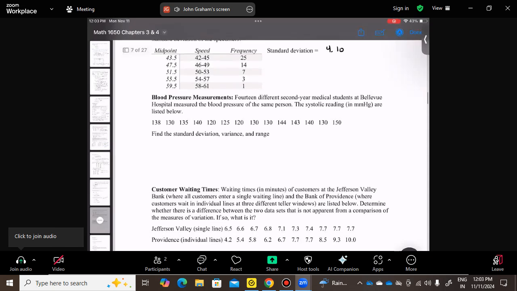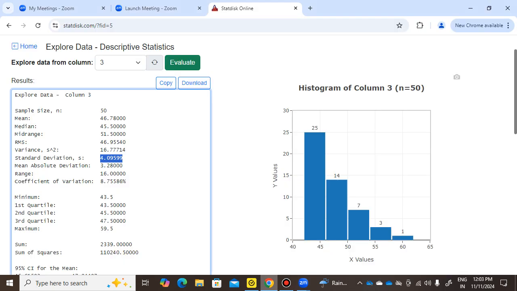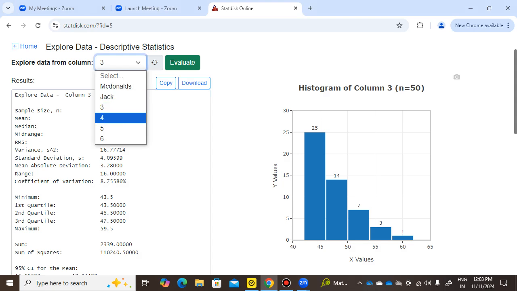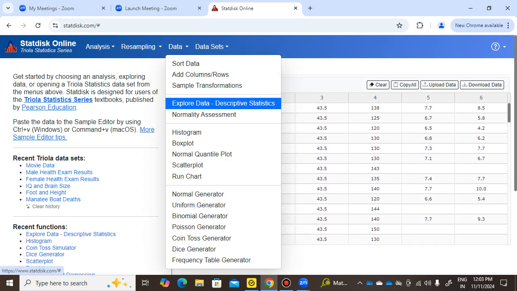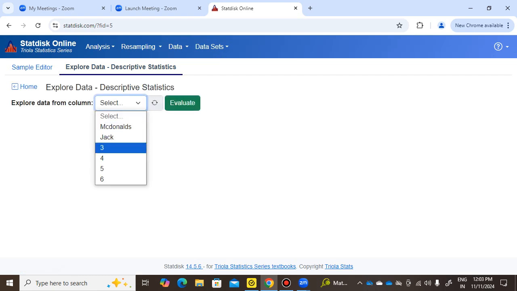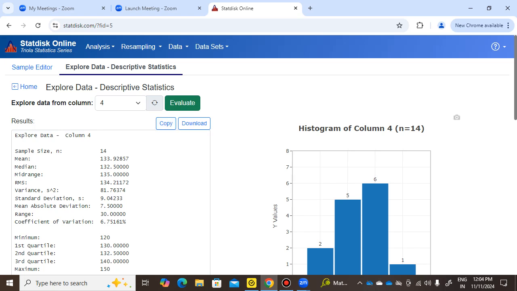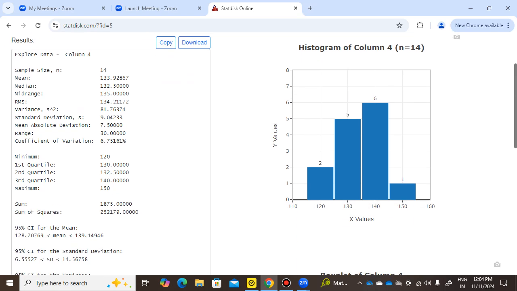Now the blood pressure one again. This is the one that we had an error. This was column 4. Before I go back, I want to make sure we have 14 data values. So explore data, column 4. So our standard deviation is 9.04. Our variance is 81.76, and then our range is 30.